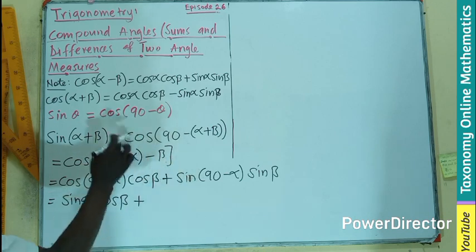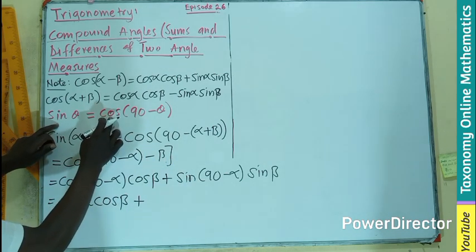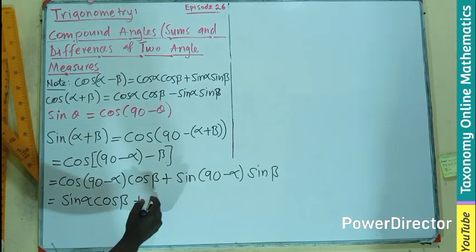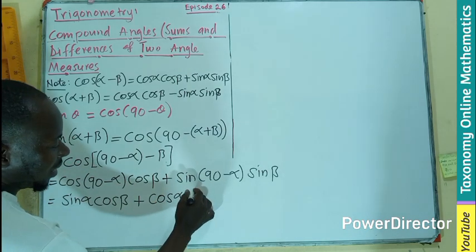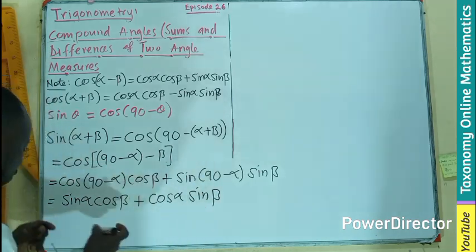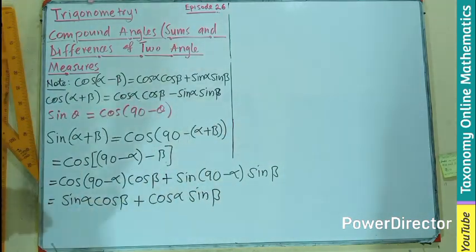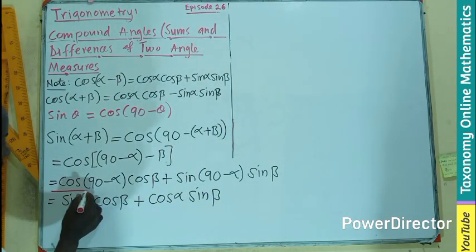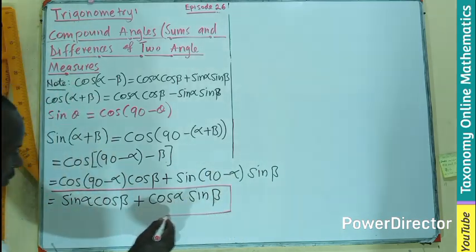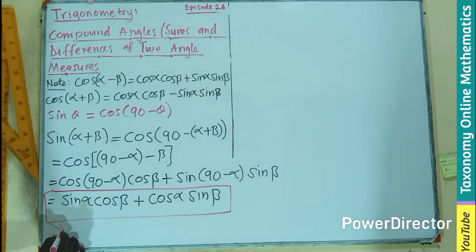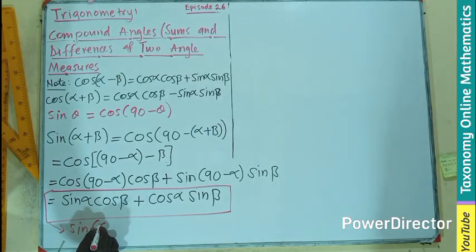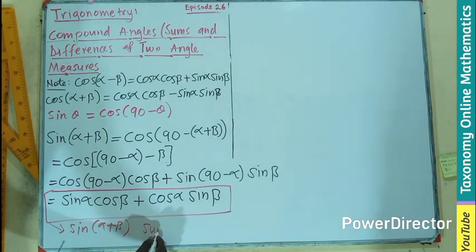This is also having the same thing: put sine here, put cos here. So this will look like this, meaning this becomes the cos of alpha multiplying the sine of beta. So this is giving you the formula for the sum. This is equal to the sine of alpha plus beta, which is talking about the sums. Okay, so we are done with that.